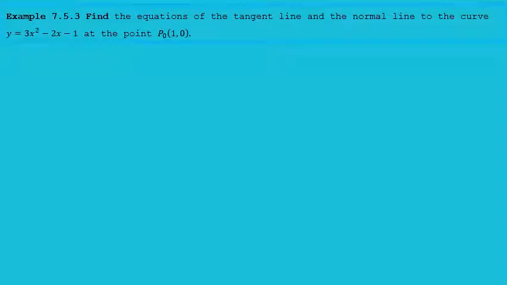For example, find the equations of the tangent line and the normal line to the curve y equals 3x squared minus 2x minus 1 at the point P sub O, 1, 0. So, given natin ang curve, which means kukunin natin ang derivative para makuha natin ang slope ng tangent line at slope ng normal line. So, ang point natin, x coordinate na 1 at y coordinate na 0.